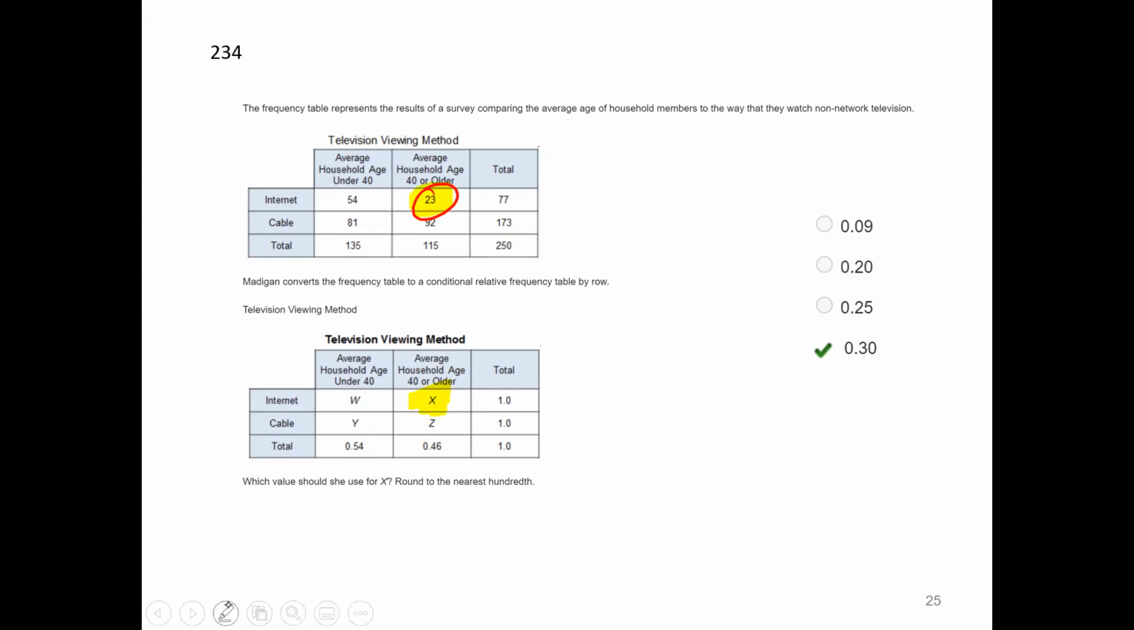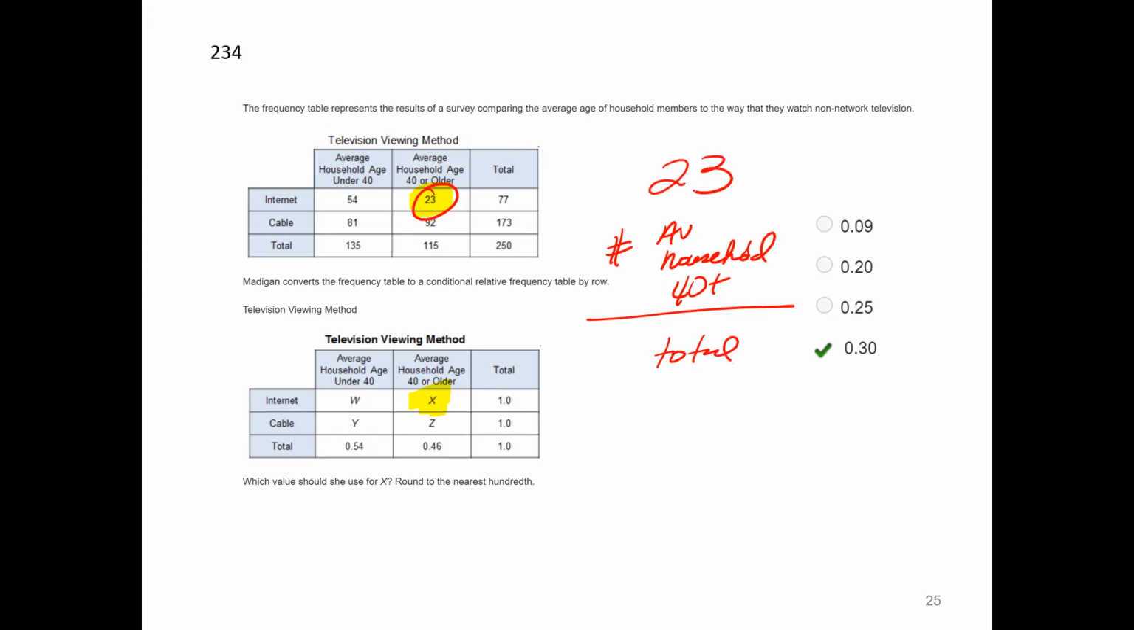You gotta take the number, which is the average household that are 40 years and older, divided by the total. Now, I know that this is 23. It's right there. But what is the total of that? 77. So what's 23 divided by 77? It equals 0.298. So if I round that up, which one is that going to be? And there's only one answer.